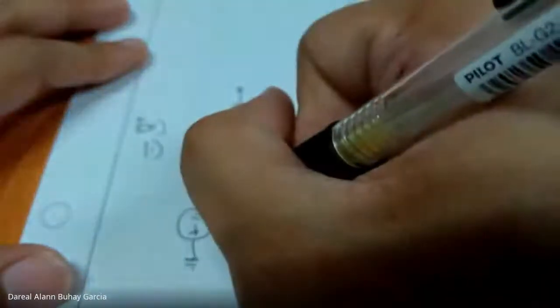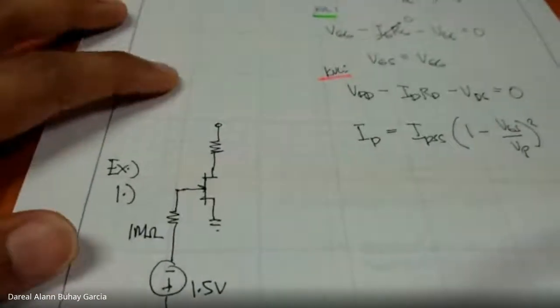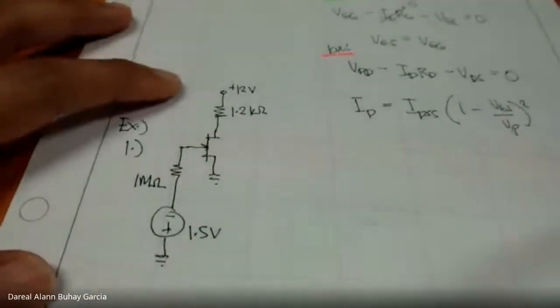1.5 volts. RG is 1 mega. 12 volts. 1.2K. Okay, I think everything is set.